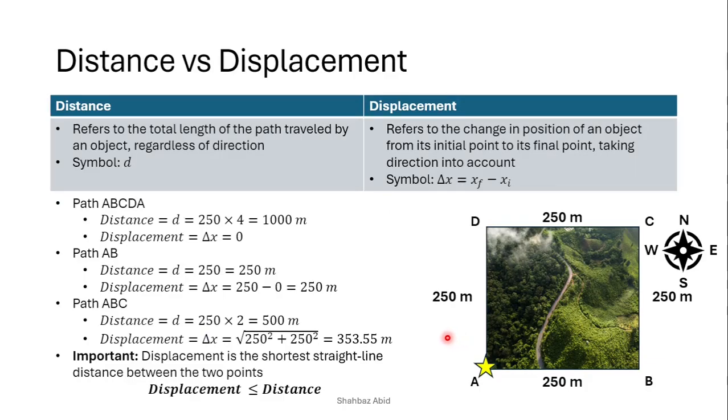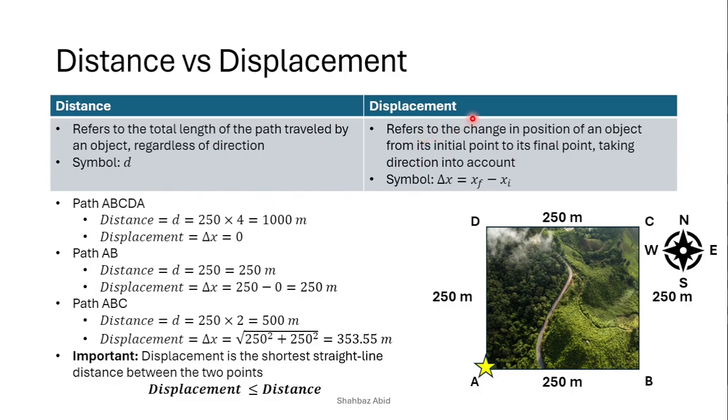Distance and displacement are very important topics in motion in one dimension. The distance is basically the total path traveled by an object, regardless of its direction. So it means what? It's a scalar quantity, it does not depend on the direction, so it's always positive. We can just add all the distances regardless of their direction. The symbol of the distance is d.